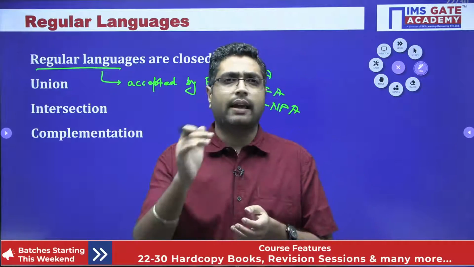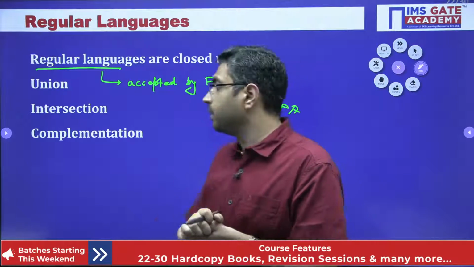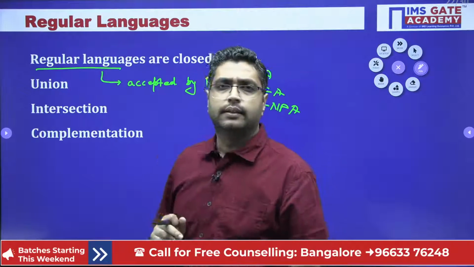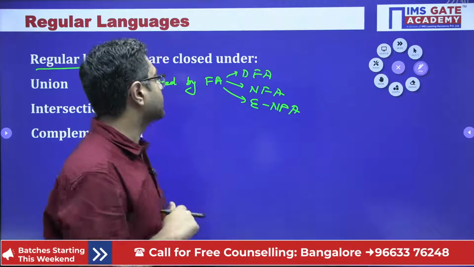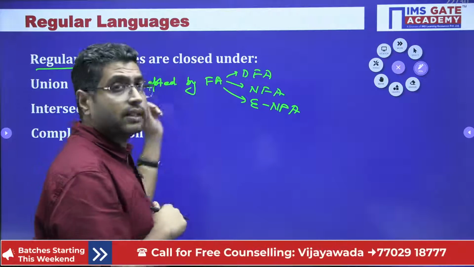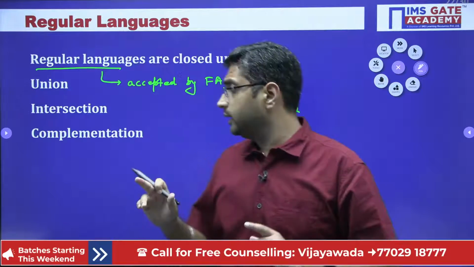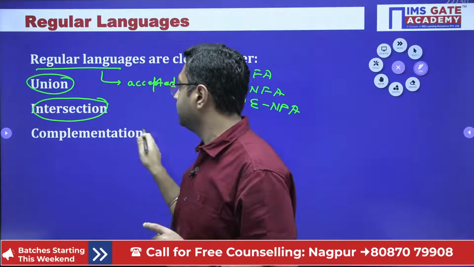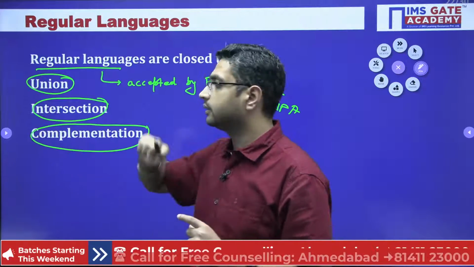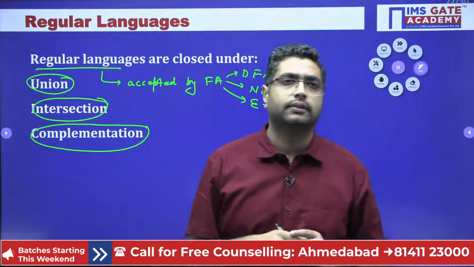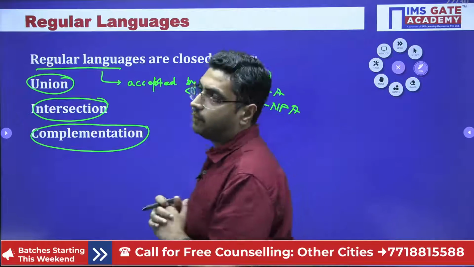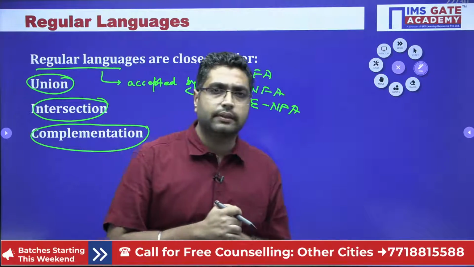So when we said regular languages are closed under union, intersection and complementation, we have three cases over here, three things which we have claimed. So how do we take the union, the intersection and the complementation? That is what we are trying to discuss.